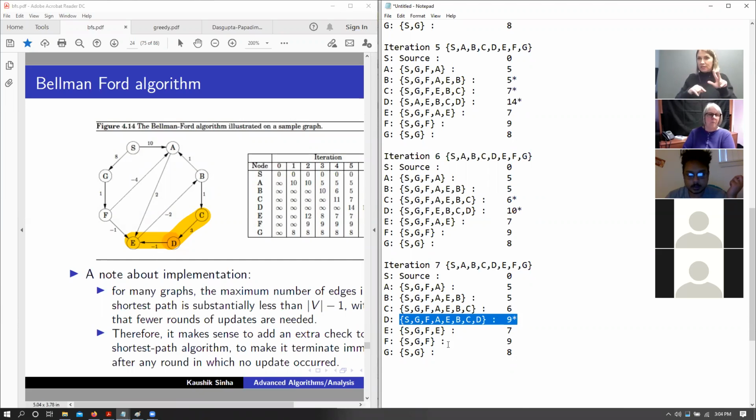And D to E, the current value of D is 10. 10 minus 1 gets us 9. But we already have a value of E that is less than 9, that is 7. So we do not touch E.